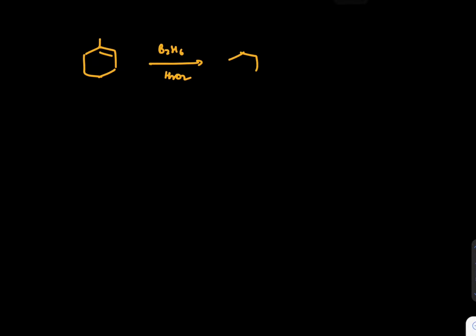Okay, now see one more question. Let's say we have been given a double bond like this and there's a CH3, and then you are reacting with B2H6 THF followed by H2O2. So I hope we have done this in the hydroboration oxidation process. So what will be the location of OH? OH will come at this place, right?